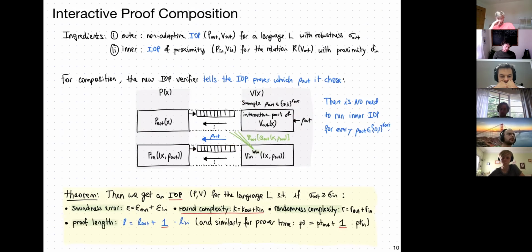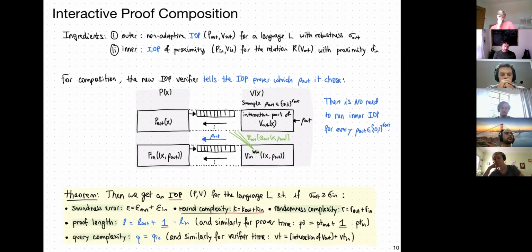The point is that the proof length, well, before it was the length of the outer proof plus 2 to the power of randomness times the length of the inner proof, now it would just be 1, because the prover doesn't have to send everything for every choice of randomness, but rather for the one choice of randomness, which we actually specified. And this makes a dramatic saving, and it's part of the power of IOPPs. Yeah, and the query complexity remains the same.